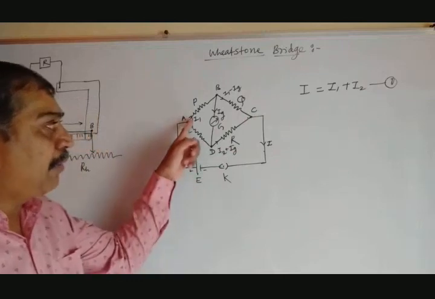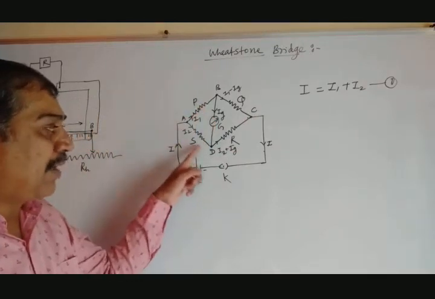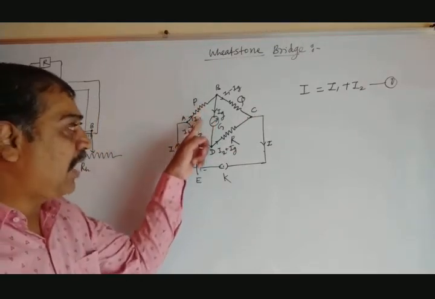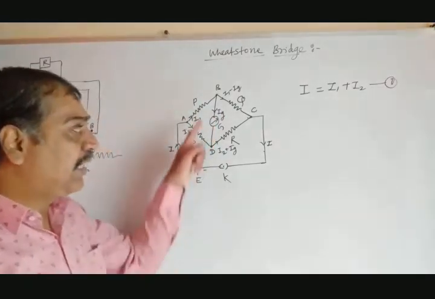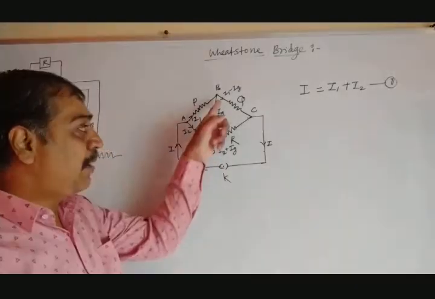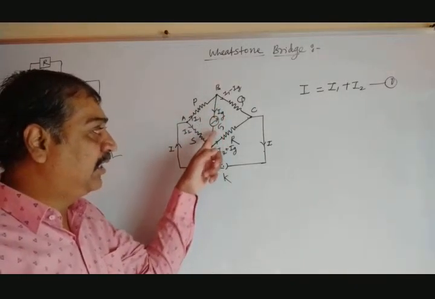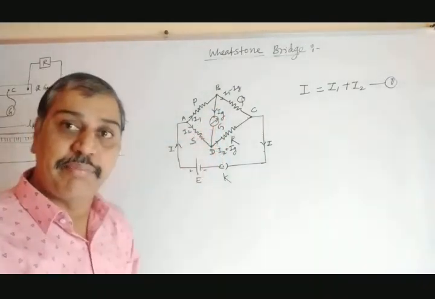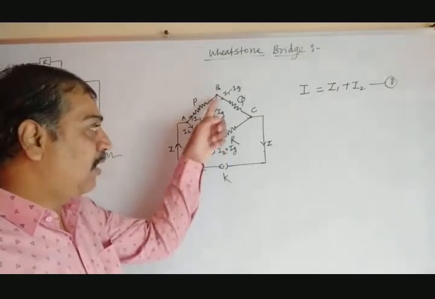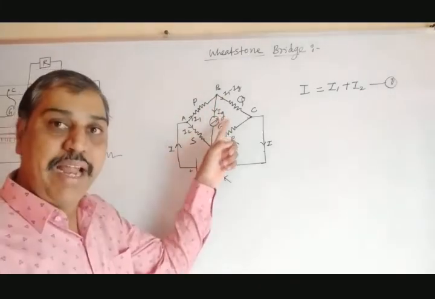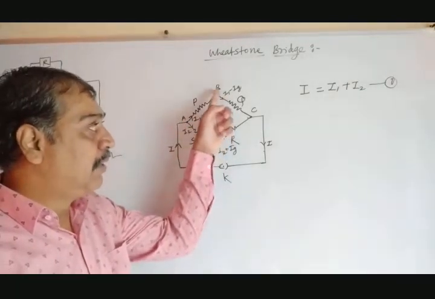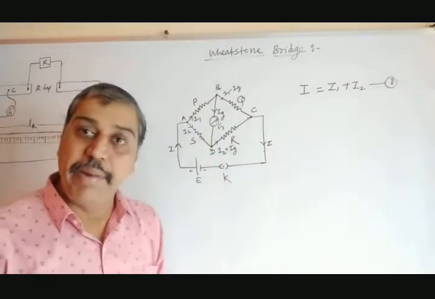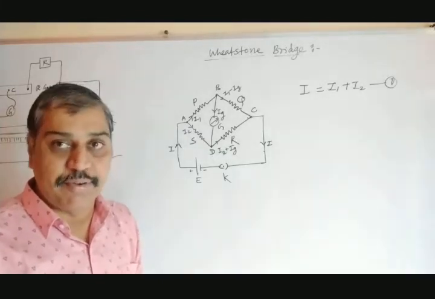After that, current I1 passes through this branch, I2 passes through this branch. Now when current I1 reaches point B, it can again split into two parts. Some part goes along this branch. Here, this meter G is nothing but a galvanometer. So current flowing through the galvanometer can be represented by Ig. The remaining current I1 minus Ig passes from B to C.